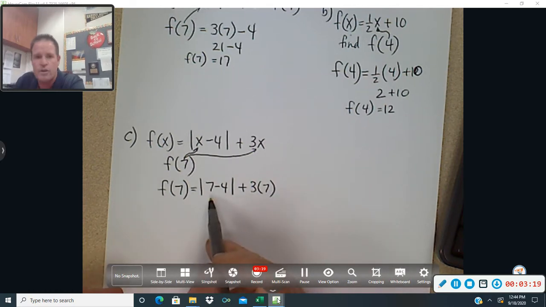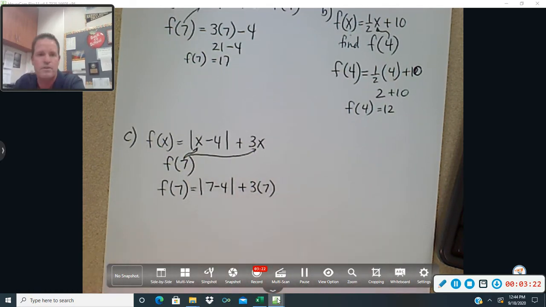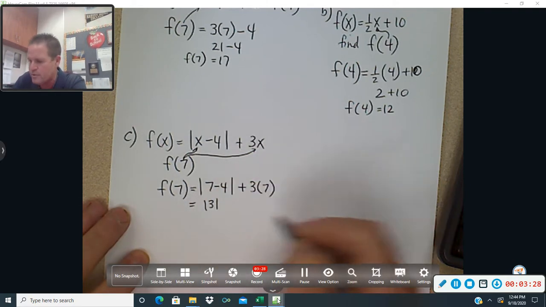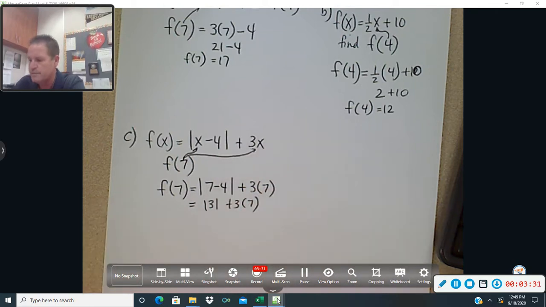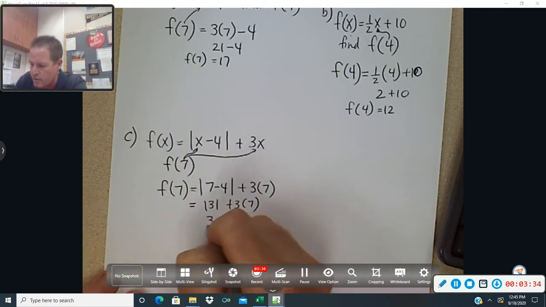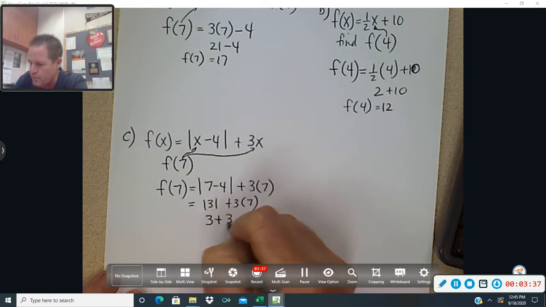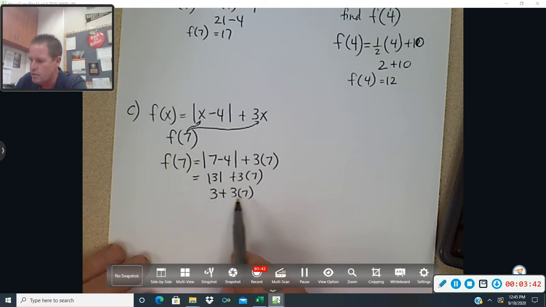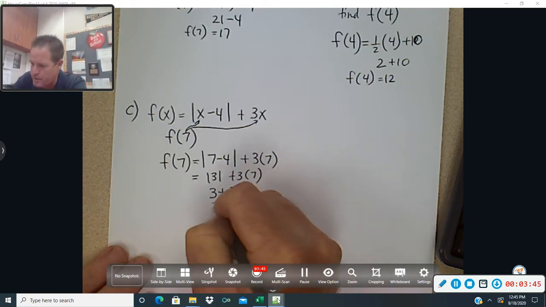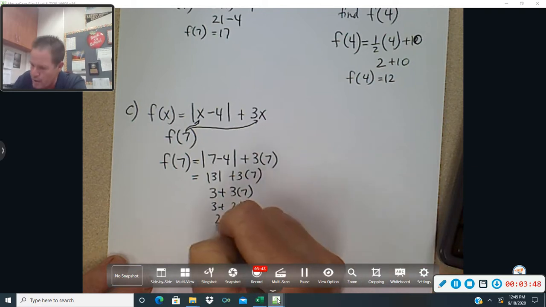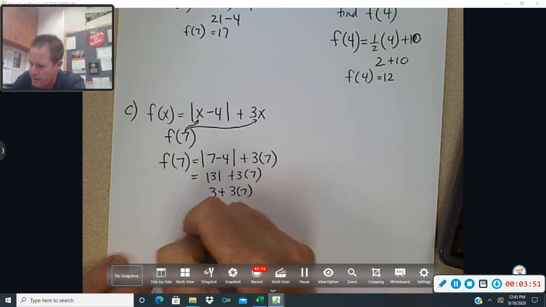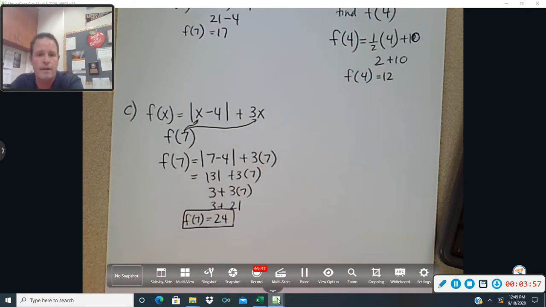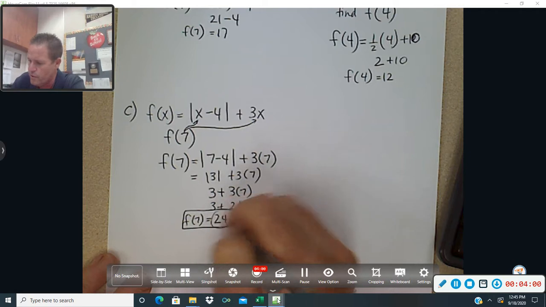Now, absolute value bars, even though you don't distribute in them, you can still treat them as parentheses. Do what's inside of there first. So this is going to equal 7 minus 4, which is 3 absolute value, plus 3 times 7. Well, the absolute value of 3 is 3. So 3 plus 3 times 7. Now I'm going to multiply. Again, we're following order of operations. So 3 times 7 is 21. We still have plus 3. 3 plus 21 is 24, and that's going to be f of 7. Okay, and there is my answer. The answer is 24.